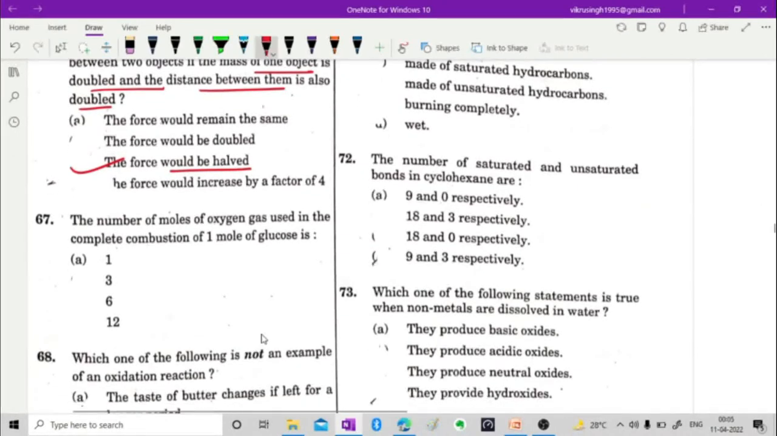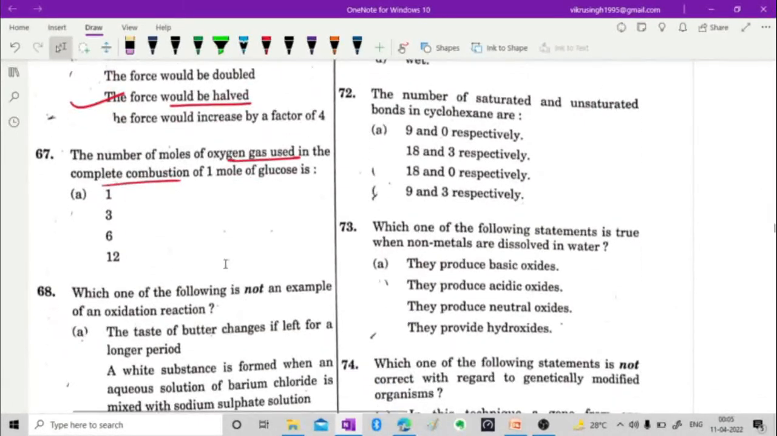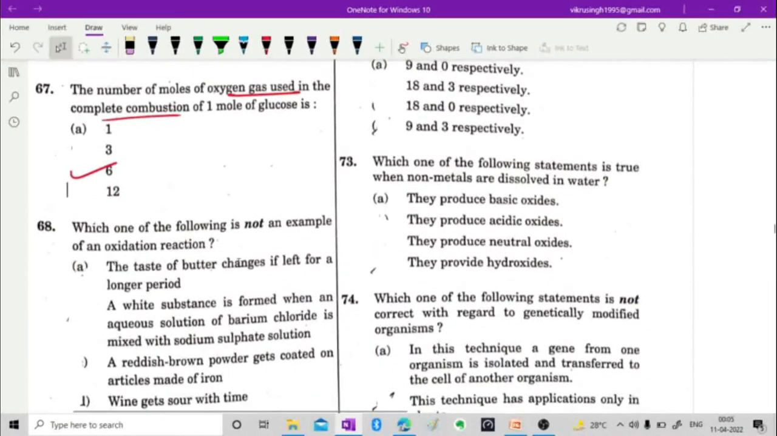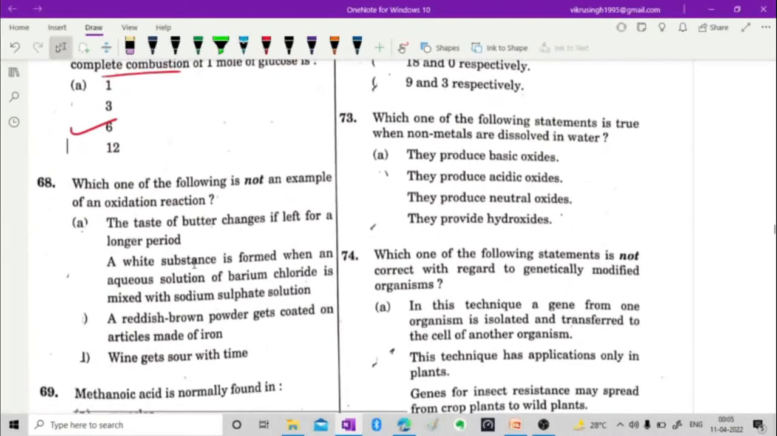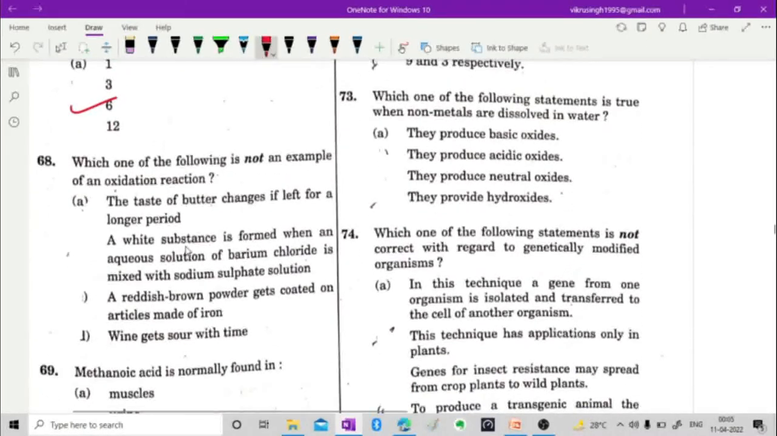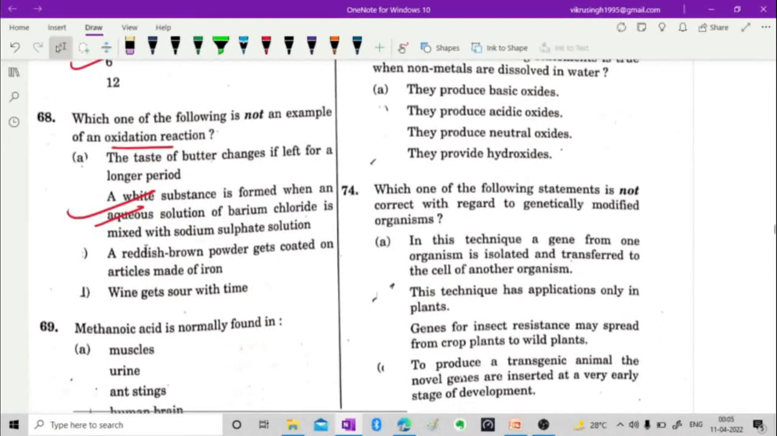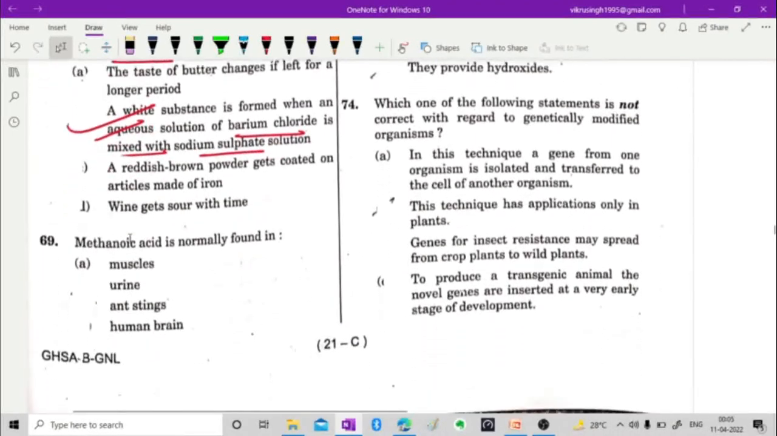Question number 67, the number of moles of oxygen used in the complete combustion of 1 mole of glucose is 6. So this is a very important question. Question number 68, which is not an example of an oxidation reaction? This is not the oxidation reaction: the reaction of barium chloride and sodium sulfate, which gives white precipitate. It is not an oxidation reaction.